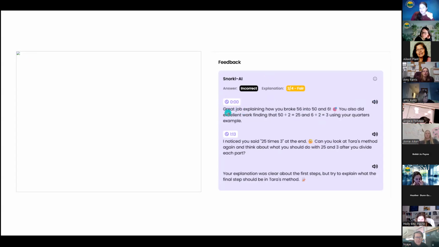The AI tool will tell them really positive things. And then when it says that there's a mistake, it asks it as a question. So it always says, can you look at Tara's method again, and think about what to do as this next step, right? So there's typically some guidance, but not an answer, which I really like. And then they get practice. They can go back and try it again. They rank them on a scale of 0 to 4.